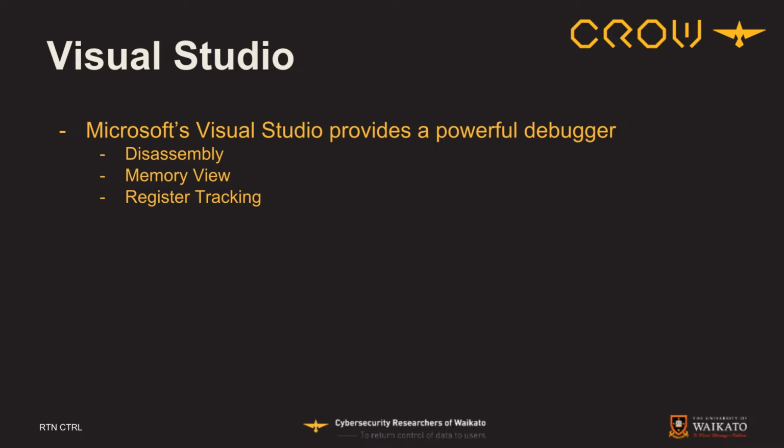Microsoft's Visual Studio is possibly the most streamlined of the debuggers. It's built very much with the idea of being an all-in-one tool for developers. The biggest things I think that I've commented on are the disassembler, the memory viewer, and register tracking. I'm also including watching local variables in register tracking.